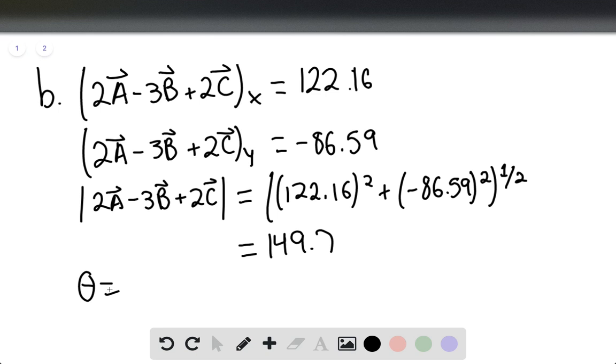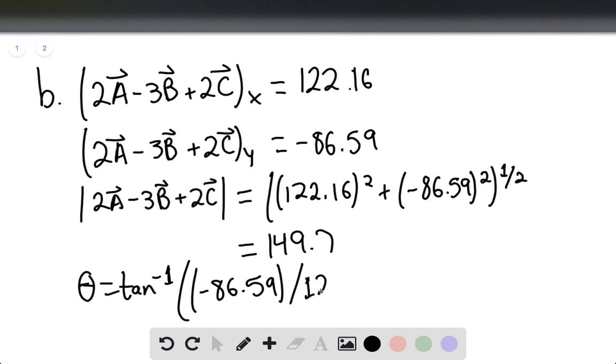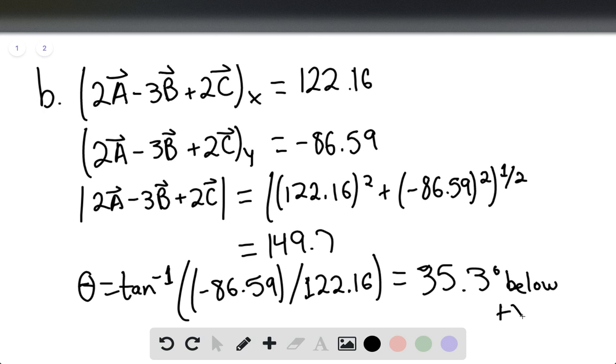So then you'd have to find theta, and this would be arctan of negative 86.59 divided by 122.16. And we're getting 35.3 degrees below the positive x-axis. So again, here we have a positive x component and a negative y component. So this is going to be in the fourth quadrant.